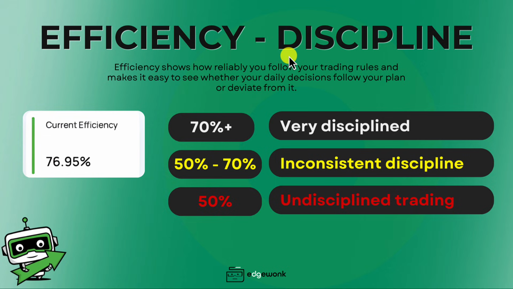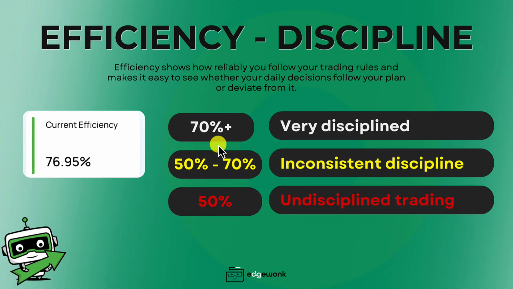Next, efficiency. And this is a very unique metric that you only get in Edgewonk. In Edgewonk, we measure your discipline. So we analyze how often you follow your rules and how often you break your trading rules. You should always check your efficiency in Edgewonk. When you go to the chart lab, you see your efficiency number and also the development over time. What we have seen is that the best traders have an efficiency of 70% or higher, which means on 70% of their trading decisions, entry, exit, and trade management, they have been following their trading rules.